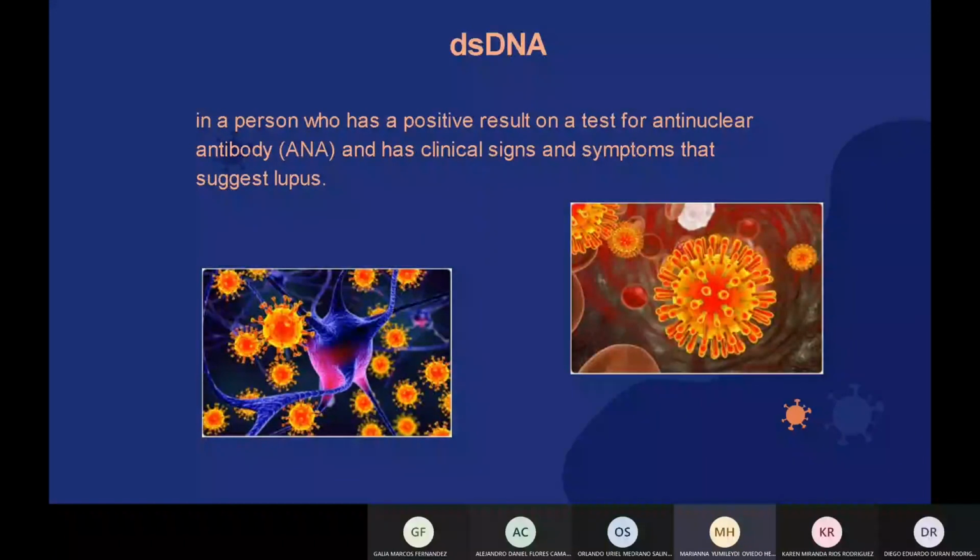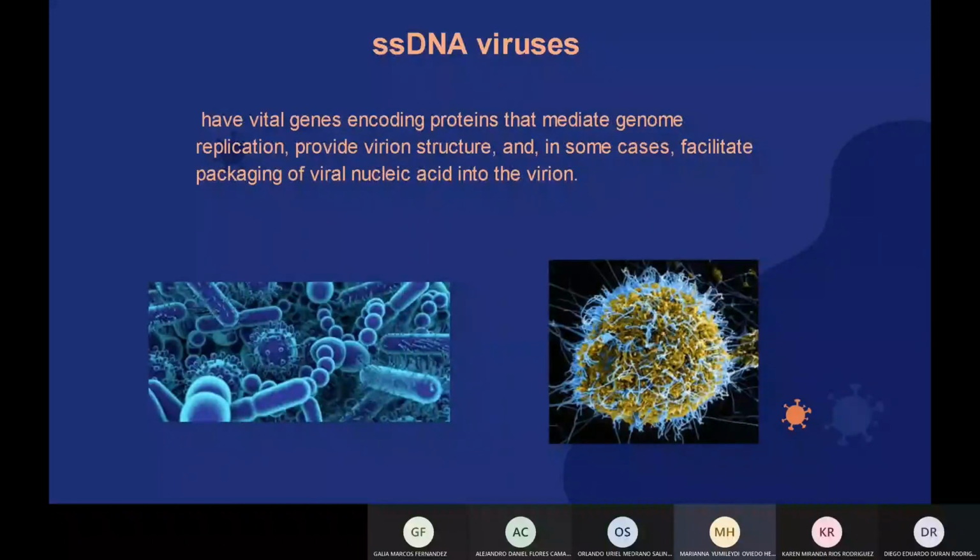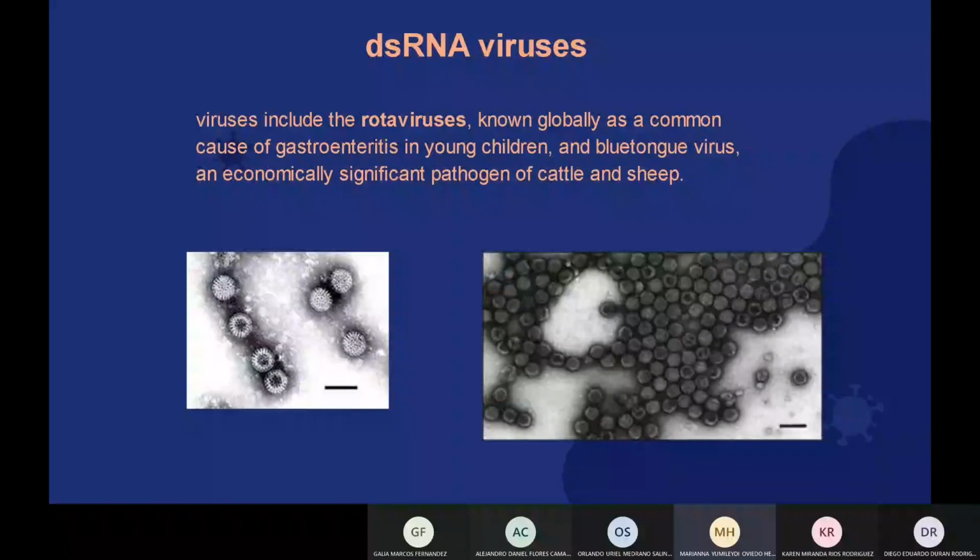Okay, the double-stranded DNA: in a person who has a possible result on a test for an anti-nuclear antibody and has clinical signs and symptoms that suggest lupus. Next one, please. The single-stranded DNA have vital genes encoding proteins that mediate genome replication, provide viral structure, and in some cases facilitate packaging of viral nucleic acid into the virion. And the last one, viruses include rotaviruses, known globally as a common cause of gastroenteritis in young children, and bluetongue virus, an economically significant pathogen of cattle and sheep.